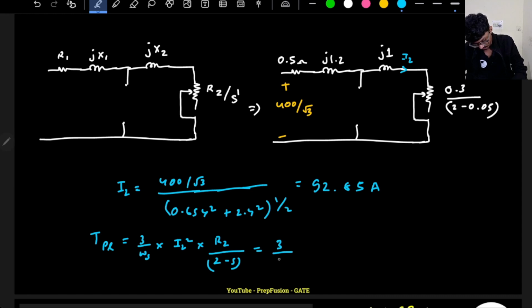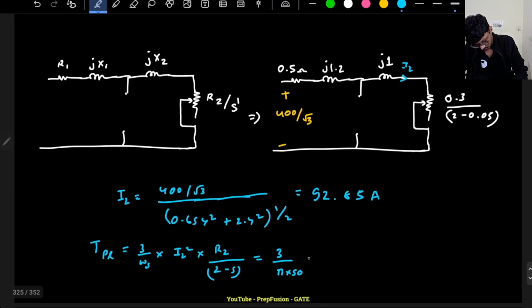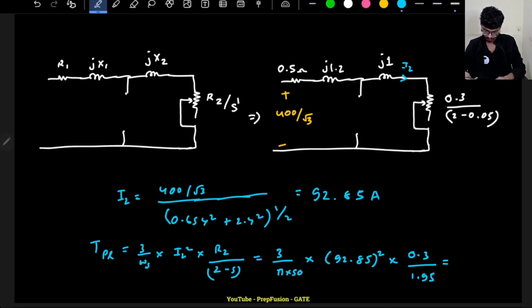What is omega s? Omega s will be 4 pi into 50, right? 50 pi, because the 4 will get cancelled. It is a 4 pole machine, correct? Yeah. So into I2 square, that is 92.85 whole square, into R2 divided by 2 minus s, that is 1.95, whole square into 0.3 divided by 1.95. This comes out to be quite a lot. Into 3 divided by pi into 50, yeah, so this roughly comes out to be 25.33 Newton meter.